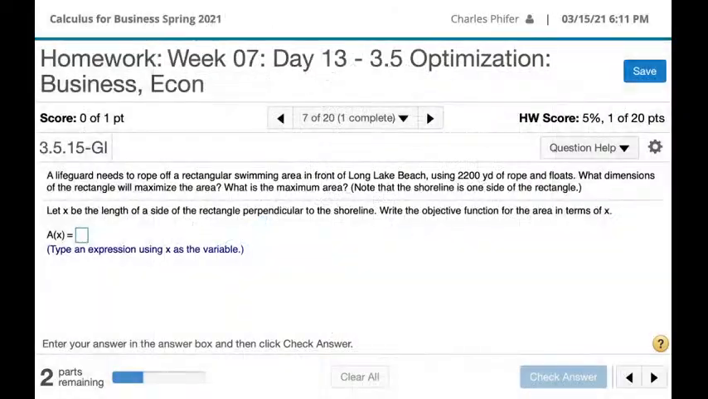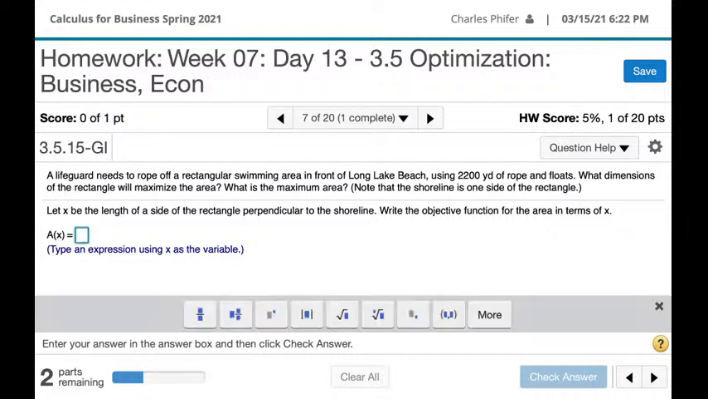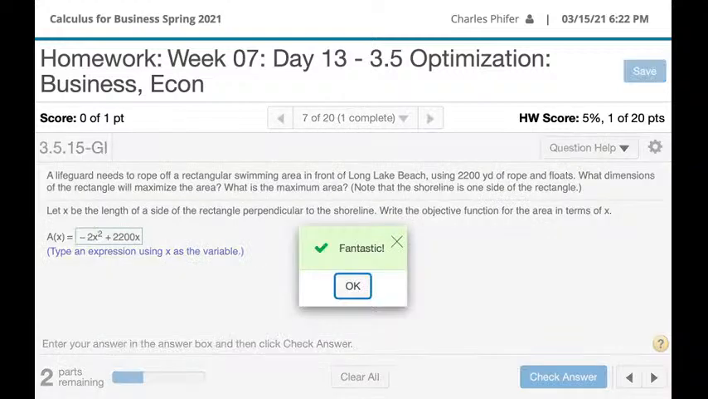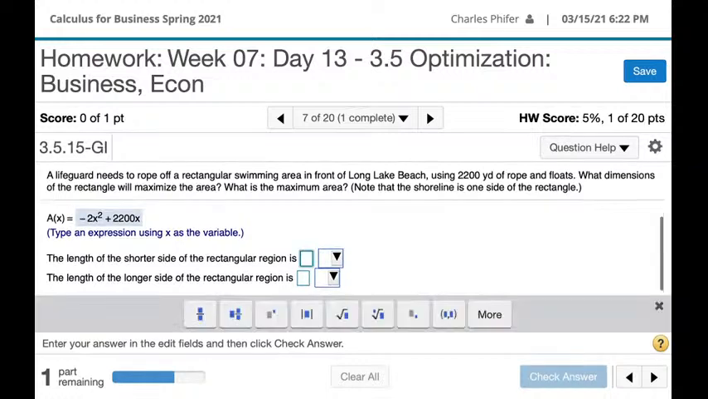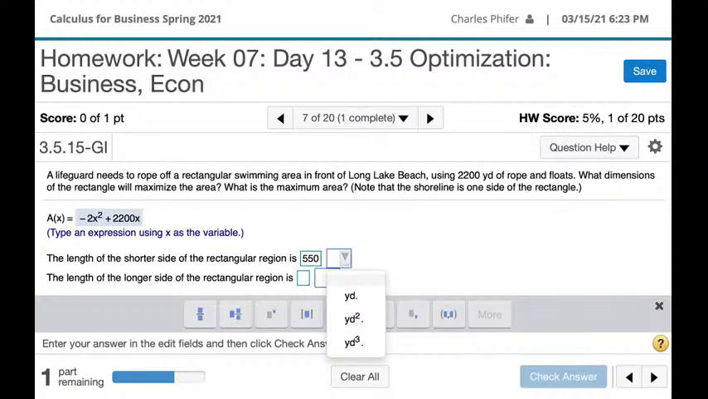Let's submit this result and answer the questions. Type an expression. So A of x, using x as the variable, so we want the area in terms of x. That's where we got negative 2x squared plus 2200x. The length of the shorter side is 550 yards, and the length of the longer side is 1100 yards.